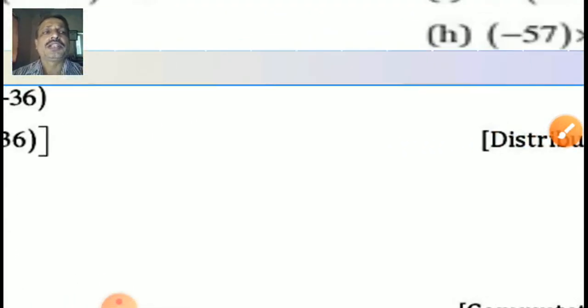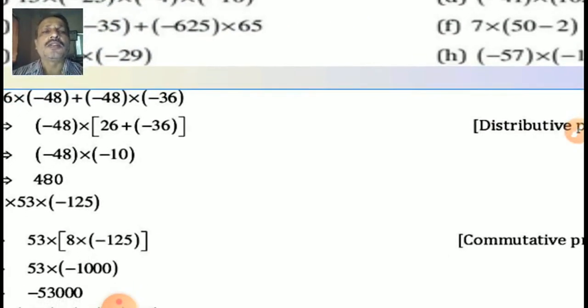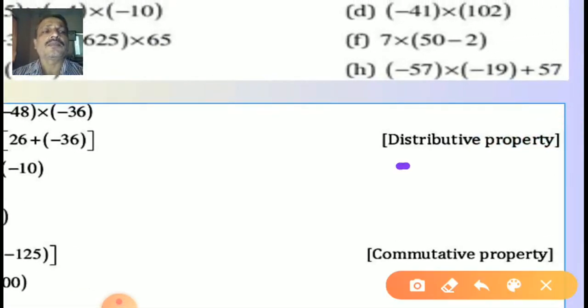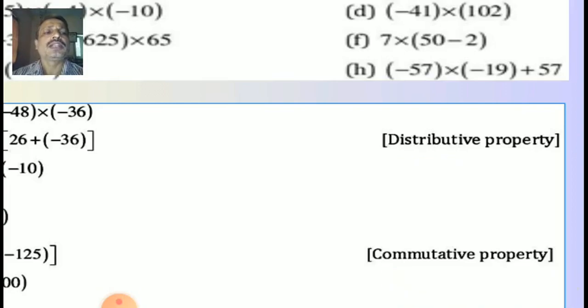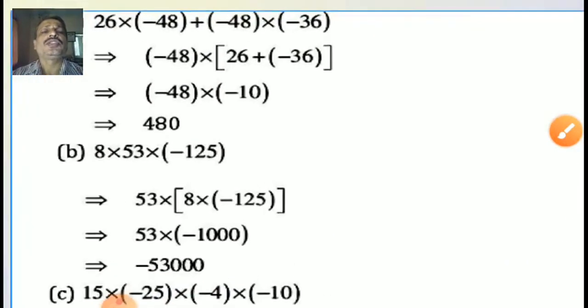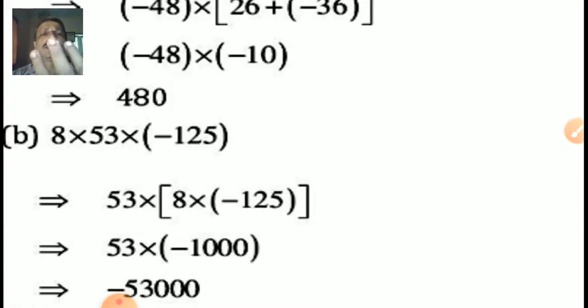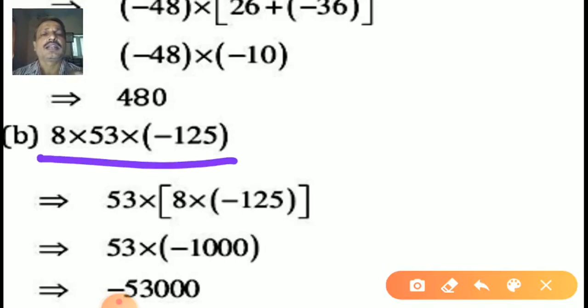Which property is used here? Distributive property. Don't forget to write this property name. Look here, second, the commutative property we are using here. Commutative means changing the order of the numbers. Three numbers are there. First take these two together and the third separate. Look here, three numbers: 8 into 53 into minus 125. Out of this we can take 53 on one side and put together 8 into minus 125.